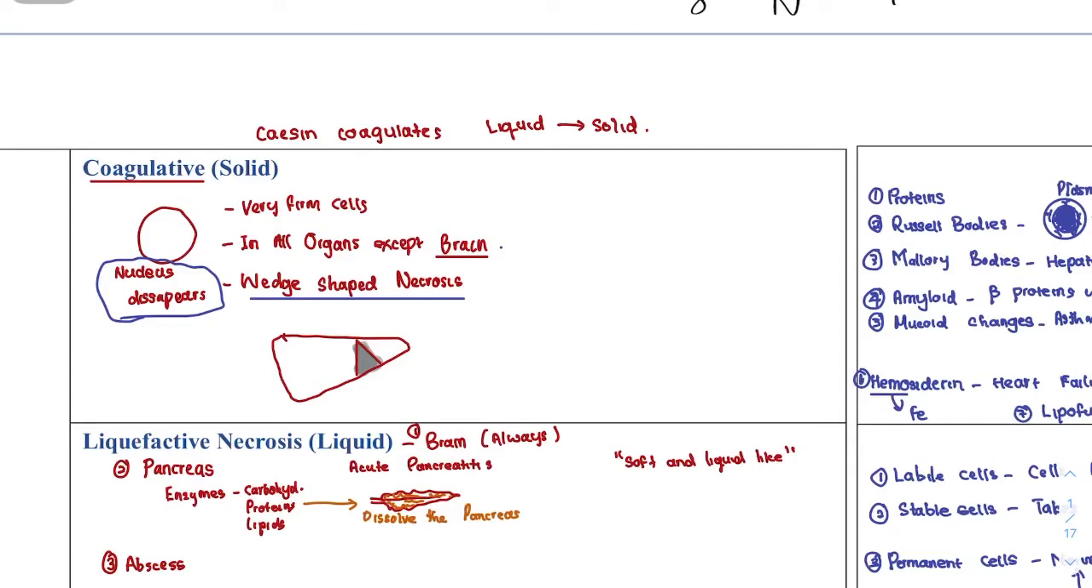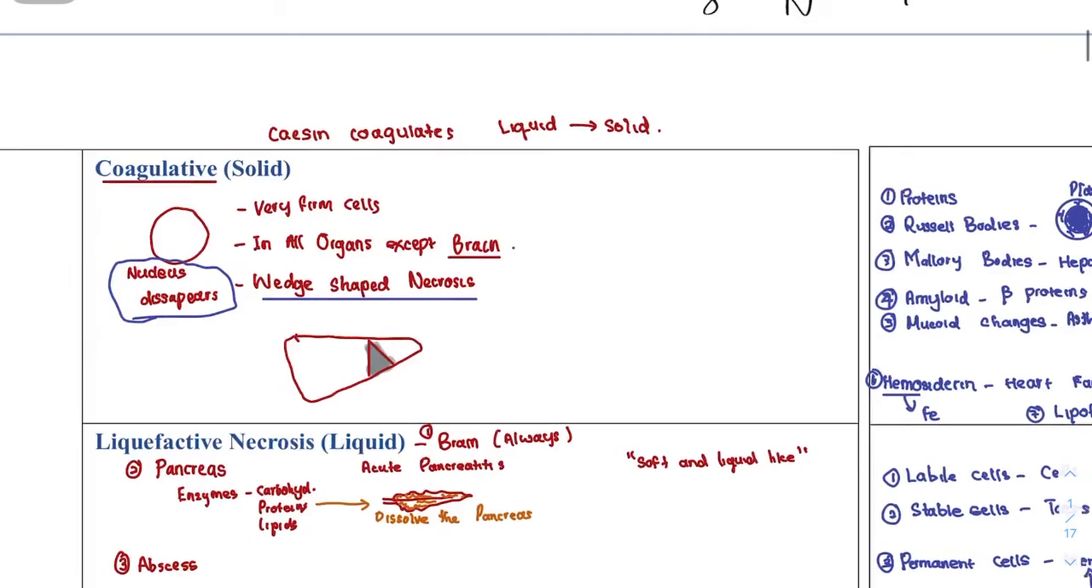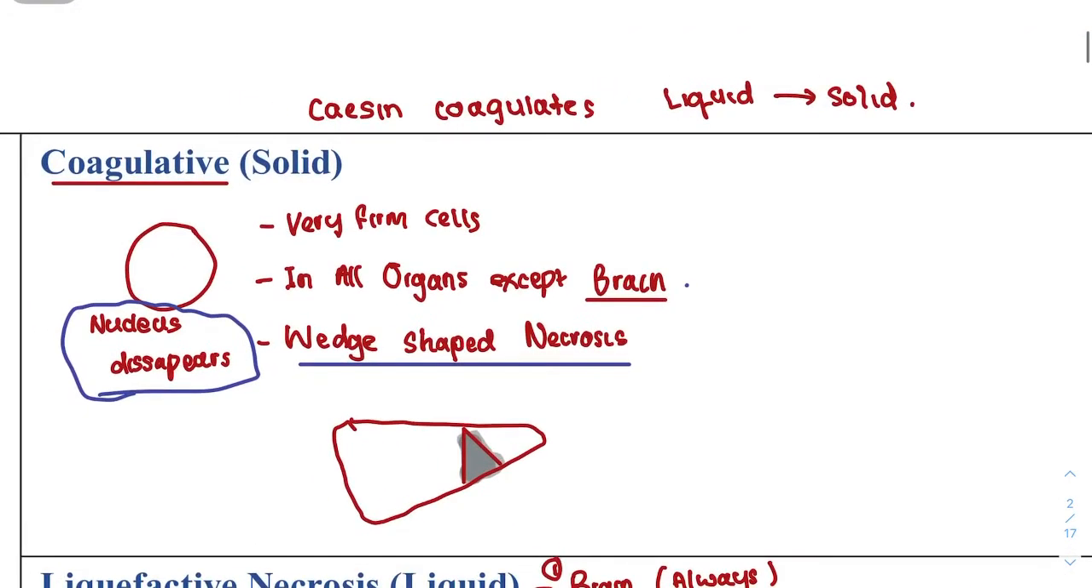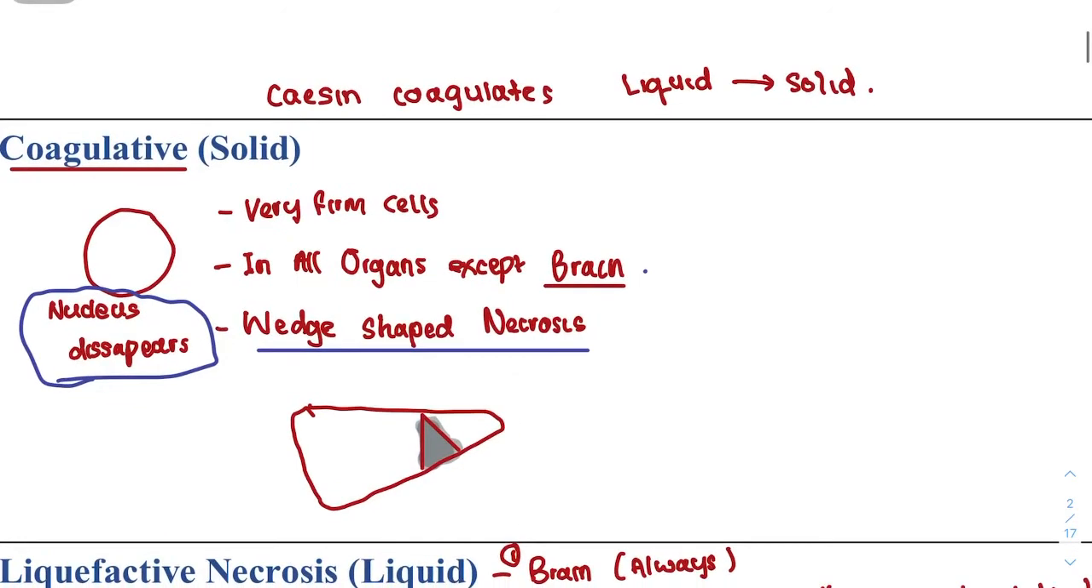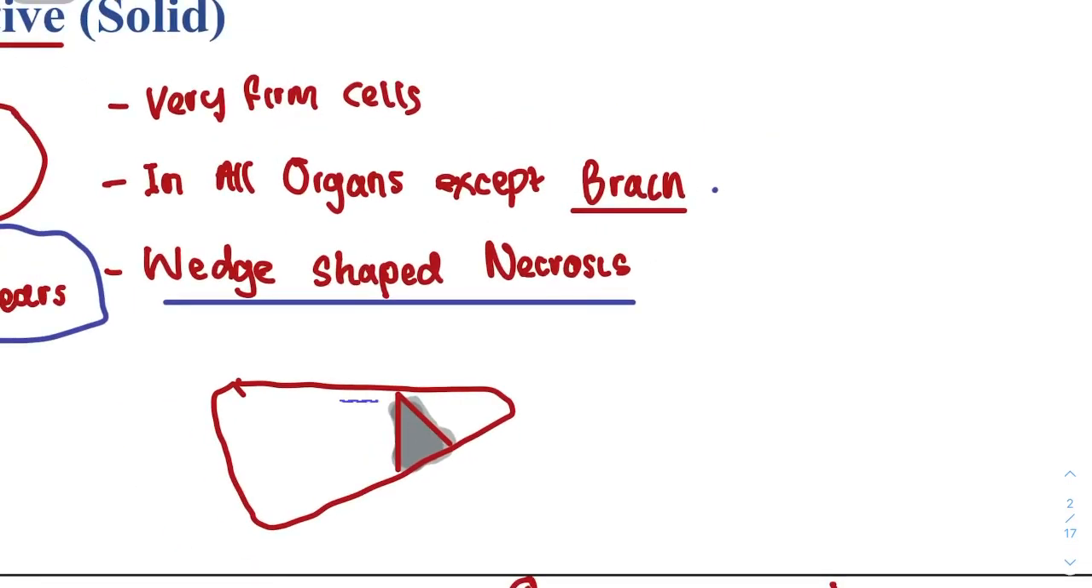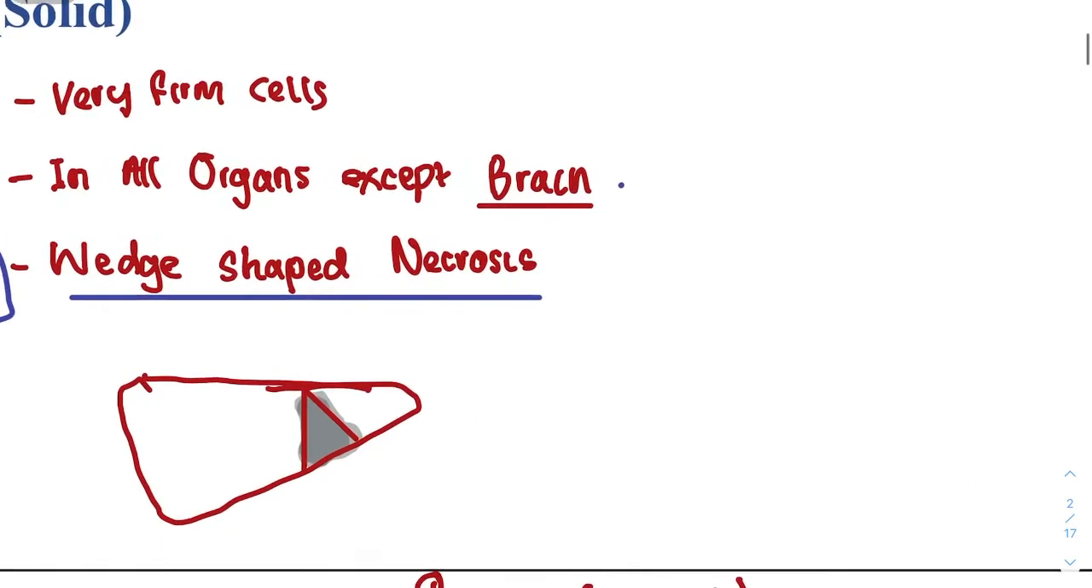An easy way to remember this is albumin, the egg white protein, which coagulates when you heat it. Similarly, the proteins in the cell coagulate. The nucleus will disappear because the cell is dead, and it occurs in all organs except the brain. You can see wedge-shaped necrosis because the blood supply is cut off at the beginning of the wedge, so the area under that does not get blood, does not get oxygen. You can see this in heart attacks.